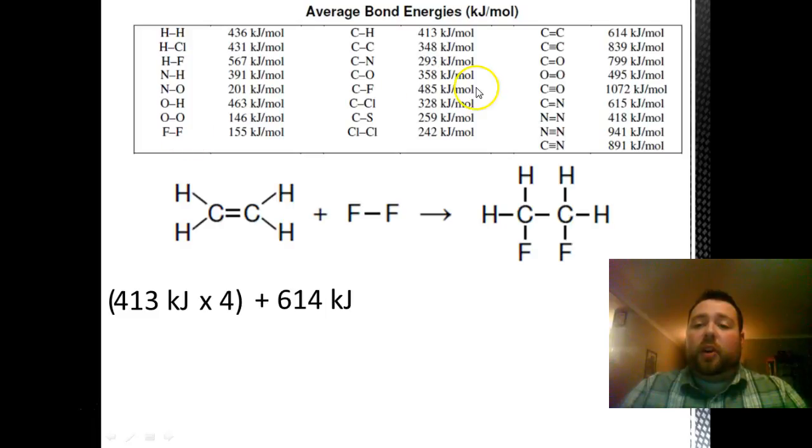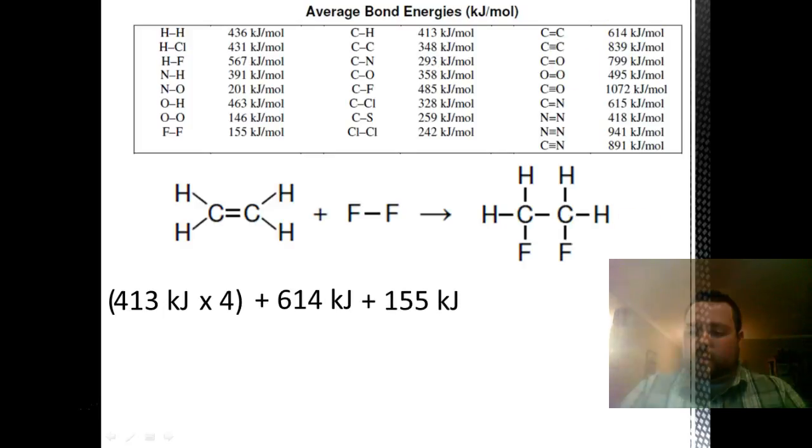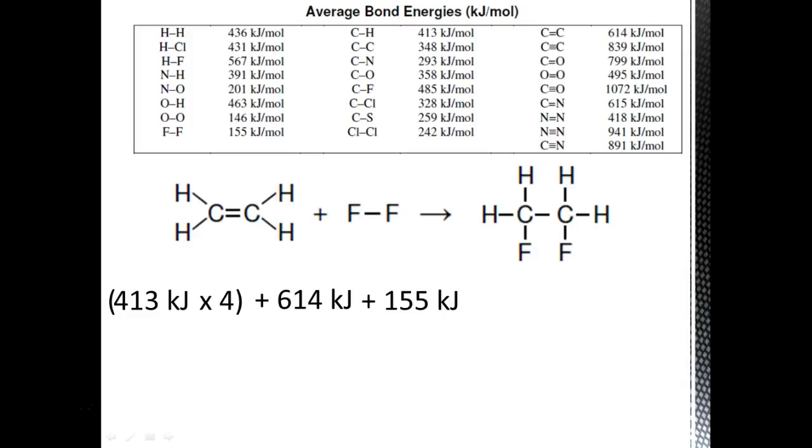I'm sorry, the carbon-carbon bond has 614 kilojoules per mole. Now we go to the fluorine bonds with 155 kilojoules per mole. Now, I'm running out of room here, so I'm going to go down to the next line and start my next one. But again, I have 4 carbon-hydrogen bonds, so I need to take those times 4 again. This time I have 2 carbon-fluorine bonds, so I'm going to take this one times 2. But then for the last one I have a single carbon-carbon bond.